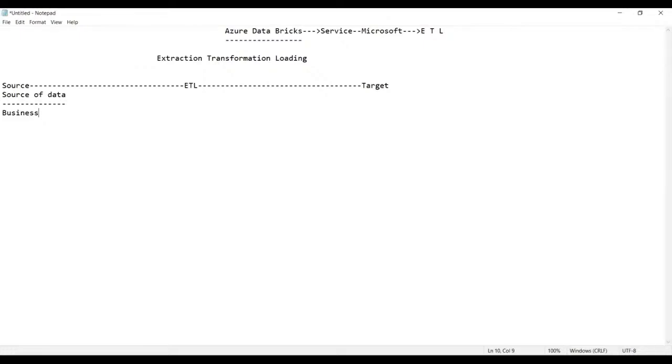We have to extract the data from the source, and my question is, where do we get that data from? Ultimately, from the business only we get the data, right? From the business we get the data, and we can get this data in the form of files, CSV, databases. We can get the data even from live streaming data.